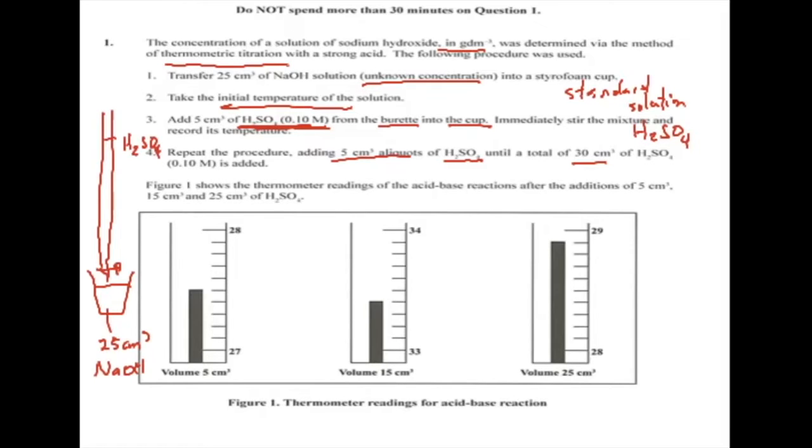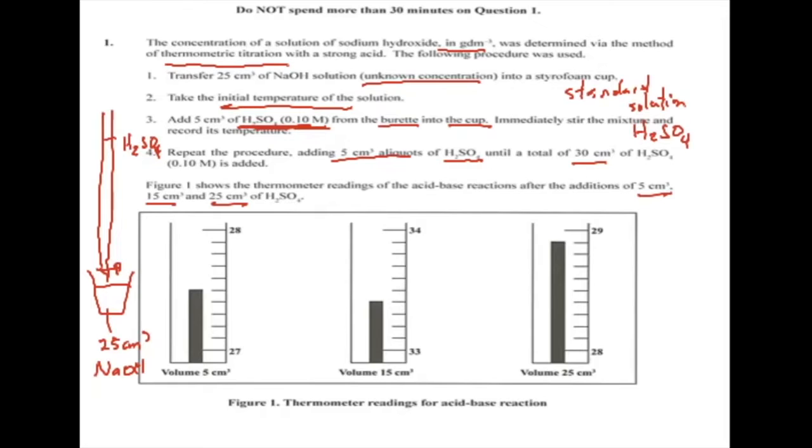We're not asked anything as yet. Figure 1 shows the thermometer readings of the acid-base reactions after the addition of 5 cm cube, 15 cm cube, and 25 cm cube of sulfuric acid. The first thing we want to do here, if we're going to take a reading, is figure out what the scale is, so what each of these lines represents. Each of them represents 0.1.